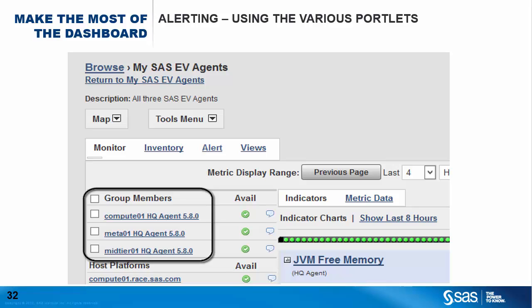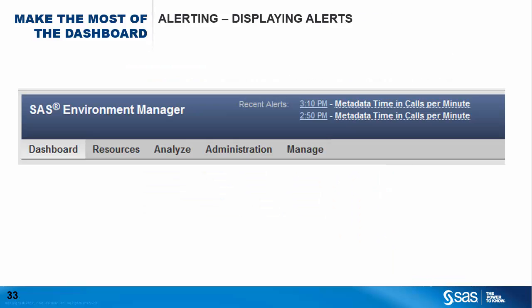Let's look at the various ways we have of presenting and summarizing alerts. It's possible to get some alerting information from at least 5 different locations on the dashboard interface. First of all, the banner area of the interface shows the 2 most recent alerts that have fired within the past 2 hours only.